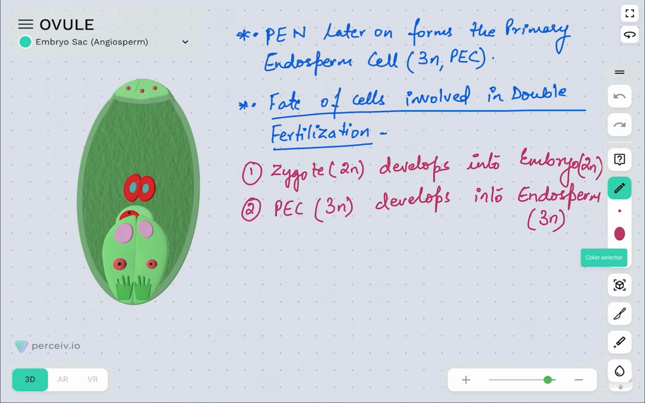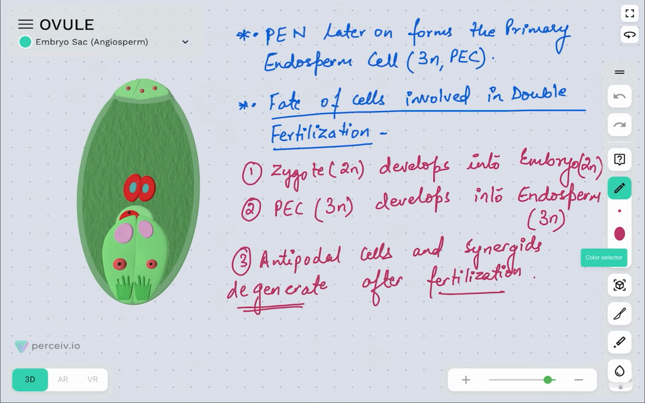And what about the antipodal cells? This was about the fate of the egg cell and the fate of the secondary nucleus. But what about the cells located on the upper and lower side, that means at the chalazal pole and the micropylar pole? The antipodal cells and synergids, once the double fertilization process is over, these two cells degenerate. So this was about the structure of the embryo sac, and along with that we have also seen the very important process of double fertilization that takes place in the embryo sac.